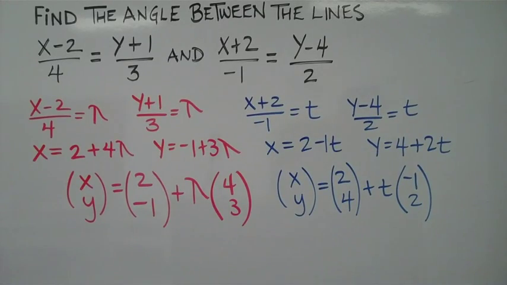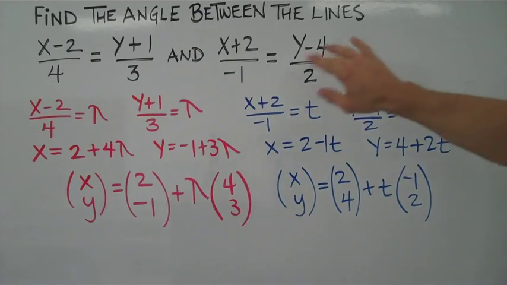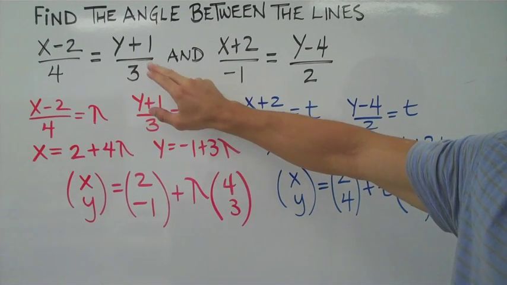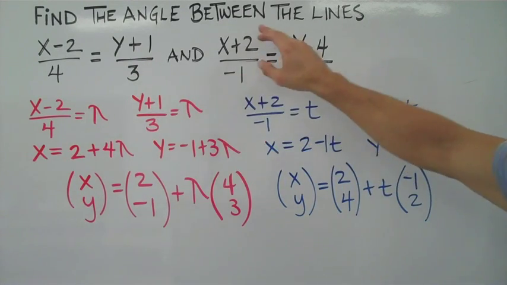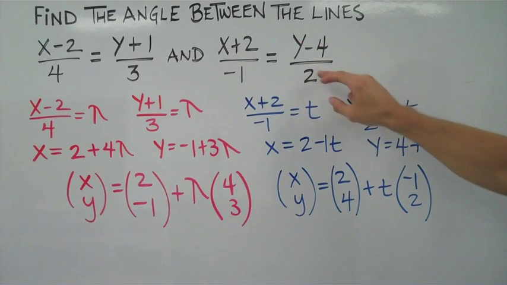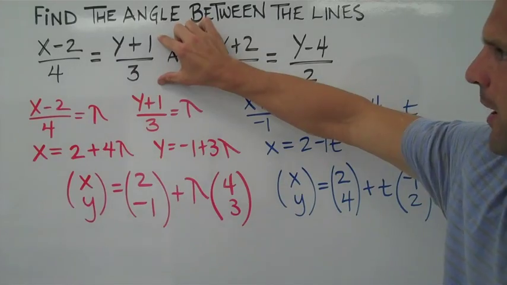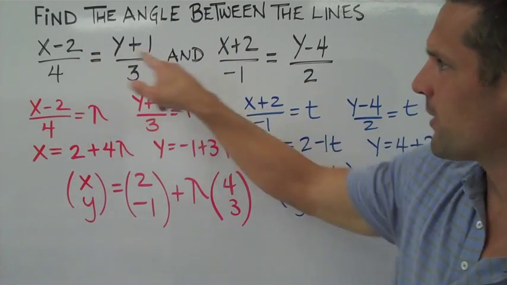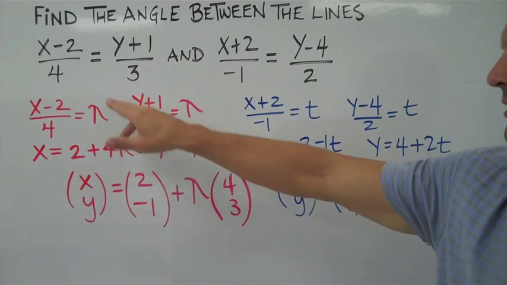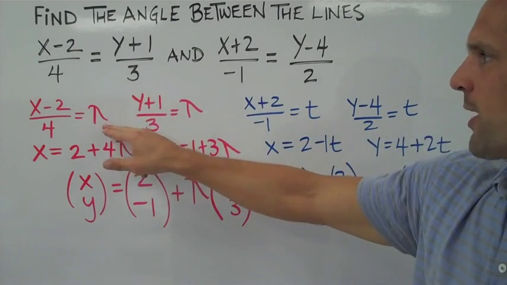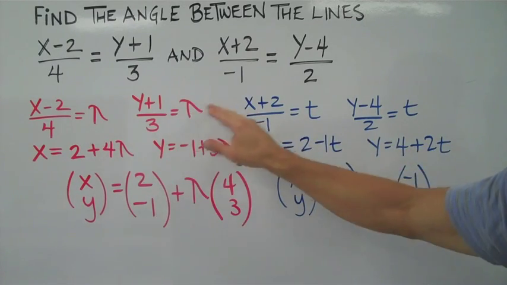Here's a great question involving vectors. You're given two lines. X minus 2 divided by 4 equals y plus 1 over 3. That's in Cartesian form. And x plus 2 divided by negative 1 equals y minus 4 divided by 2. You could see we could cross multiply and get each of these into y equals mx plus b. But we choose not to do that. We go from Cartesian form from this line to parametric form. Remember, if these two are equal to each other, they're also equal to some constant. For this red one, we'll call the constant lambda. So x minus 2 over 4 equals lambda, and y plus 1 over 3 equals lambda.